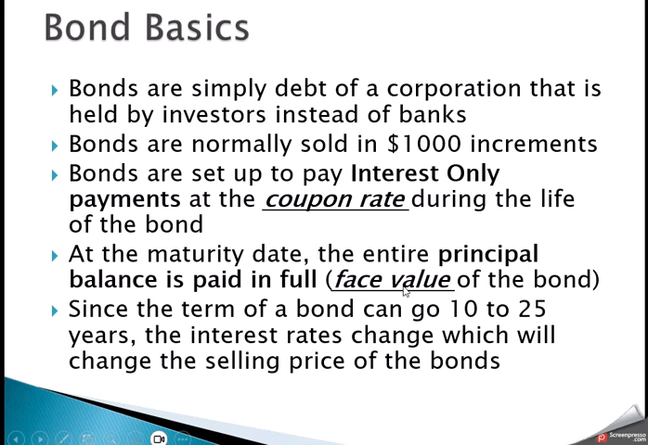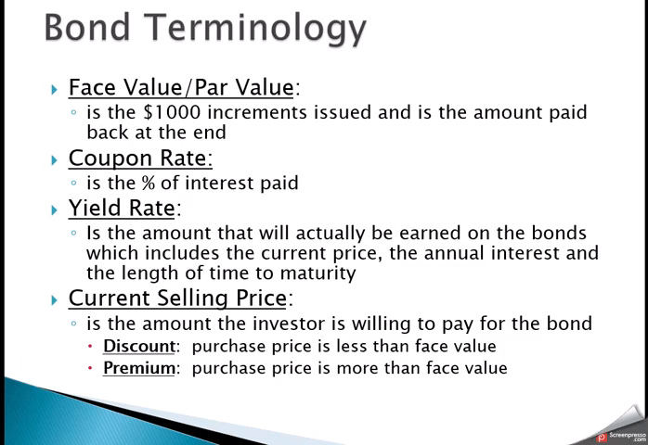And then at the end of the maturity, if it goes for 10 years or 20 years, they'll pay back the $1,000. Now if you're looking at that bond table, the other thing you want to look at other than the coupon rate is the closing price. Now in the bonds, the closing price isn't a dollar amount, it's a percent.